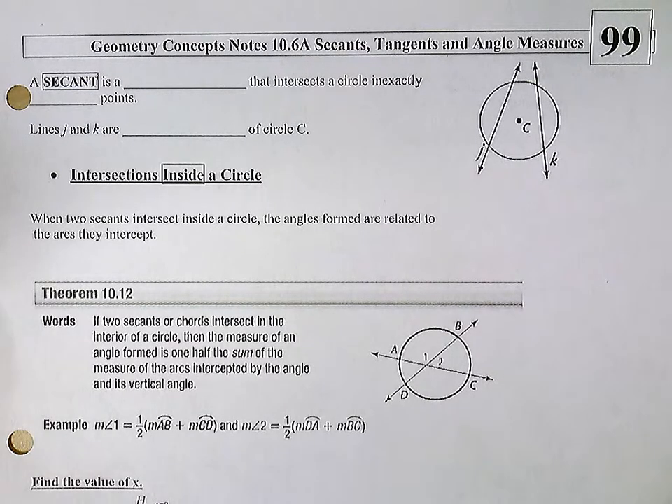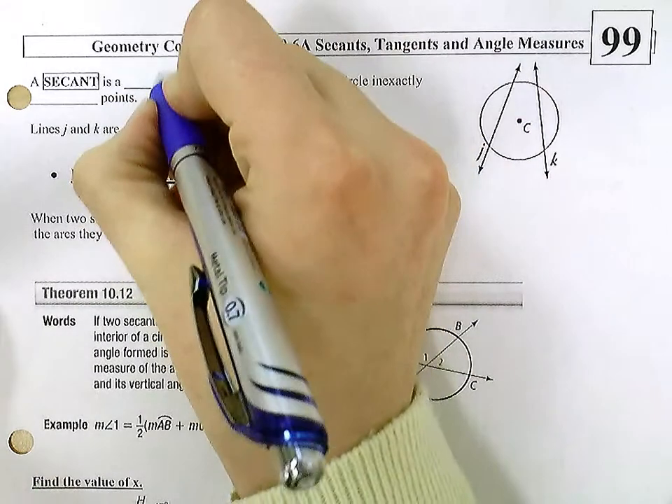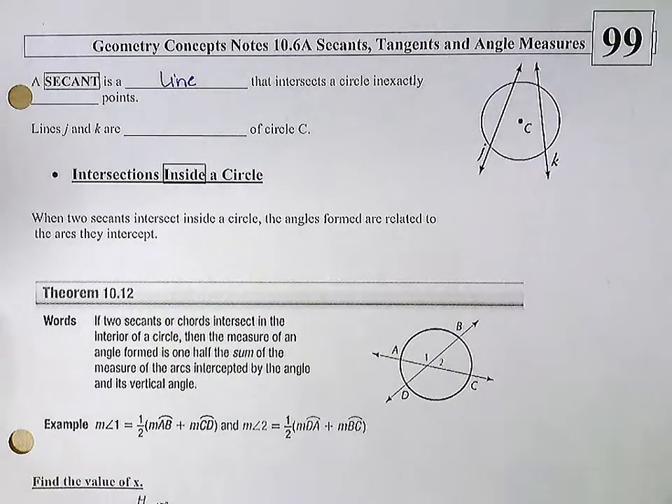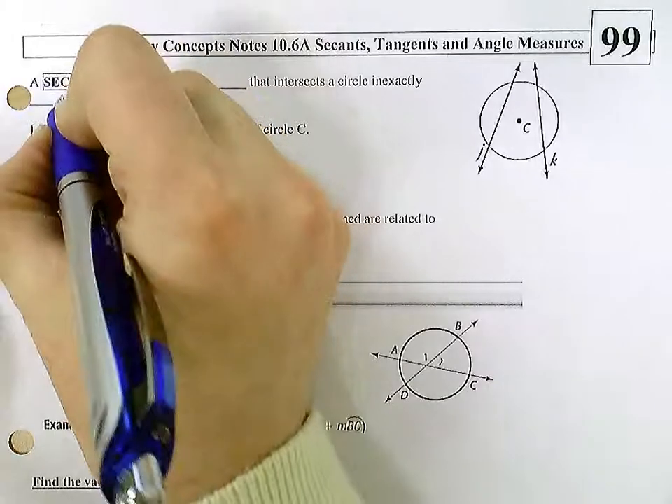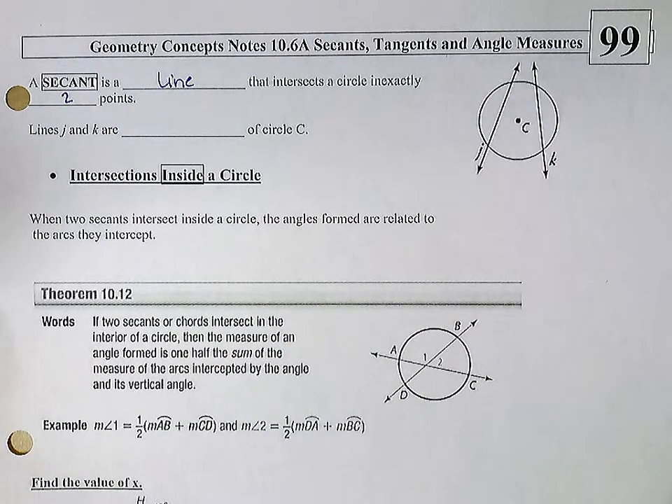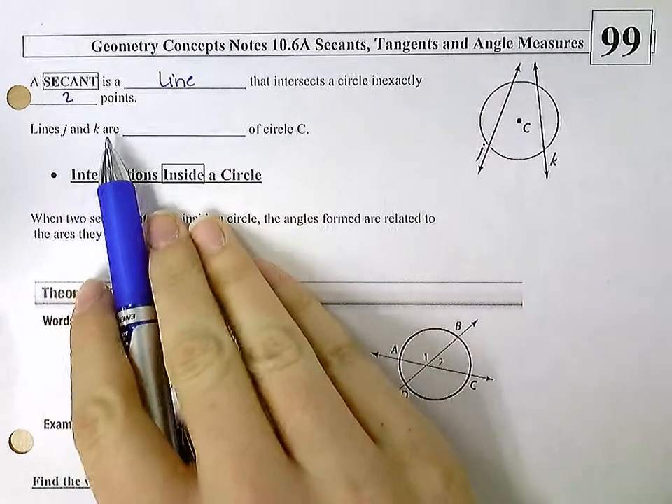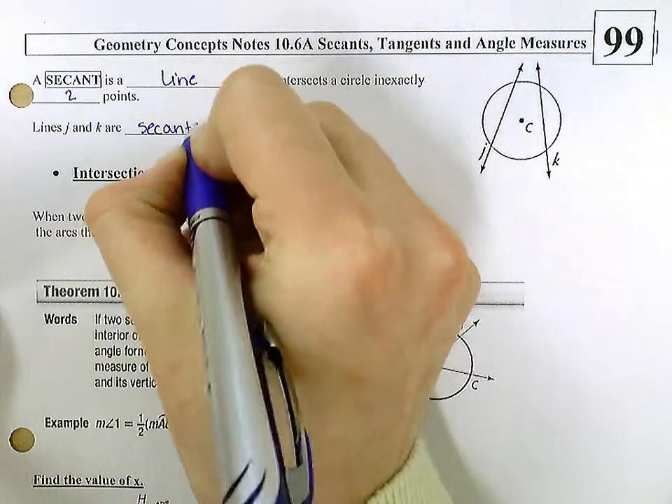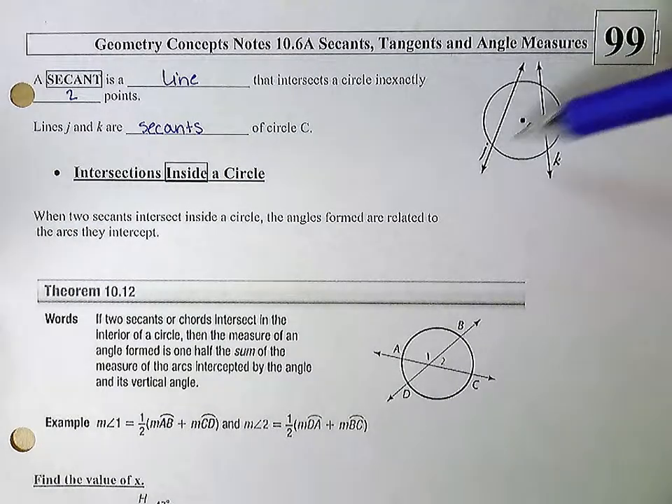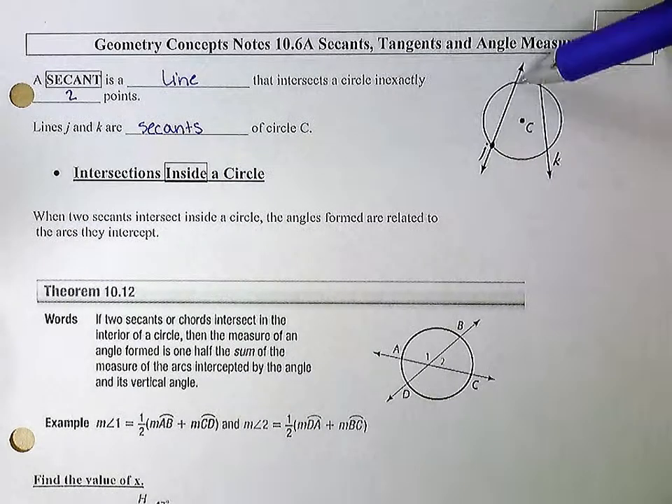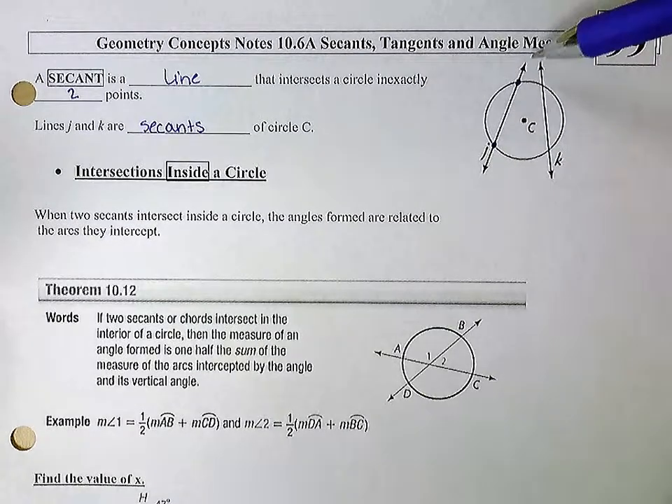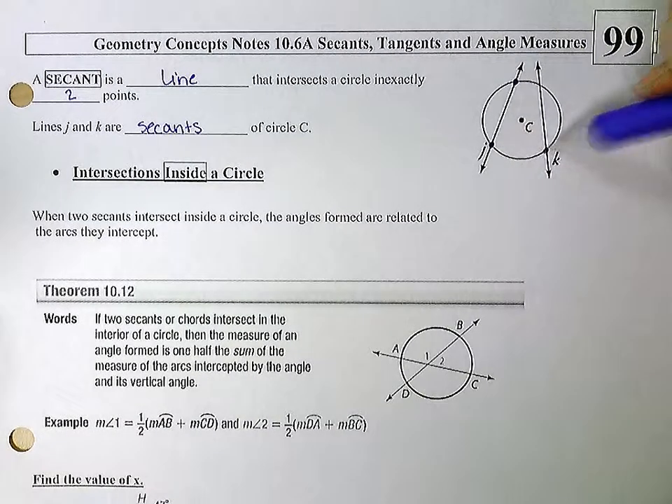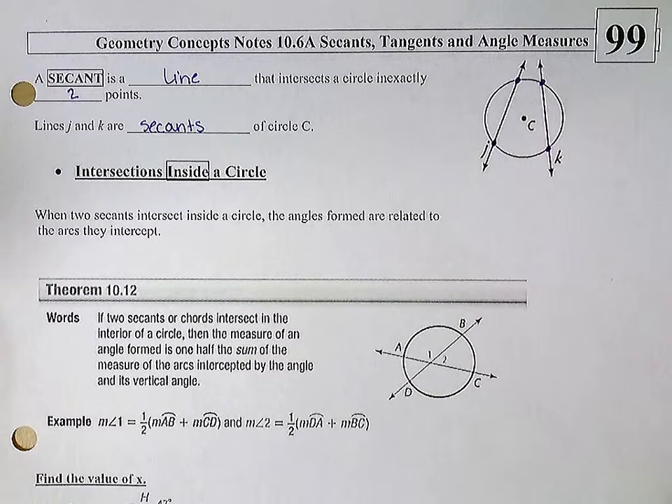So first off, a secant is a line that intersects a circle in exactly 2 points. So it is a line that goes all the way through the circle. So at the right, lines J and K are secants of circle C. Line J hits circle C at 2 points. It's a line, it extends, it has arrows. Same thing with line K. Hits circle C at 2 points. So those are secants of that circle.